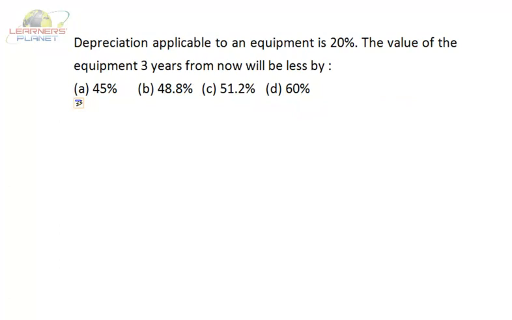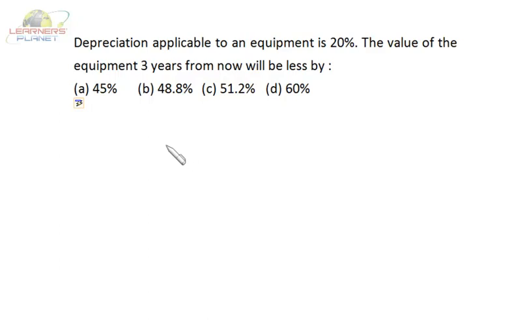Now once again the similar problem. Here we are to calculate the depreciation. Okay. Now depreciation is what? It's a reduced value. Okay. So depreciation applicable to an equipment is 20%. That means every year the value of that particular equipment is getting down by 20%. Okay. So the value of the equipment 3 years from now will be less by.